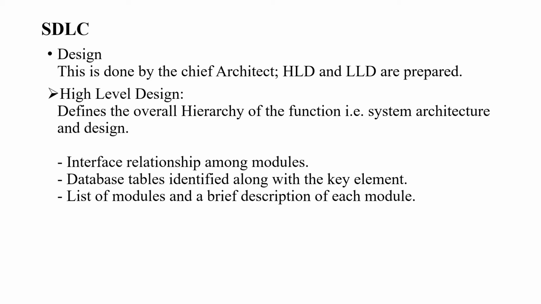Then third, design. There are two types of designing phase. First, high level designing, and second, low level designing. In high level designing, there are interface relationships among the modules. That means the block diagram. You can say it is the overall structure of that particular product.